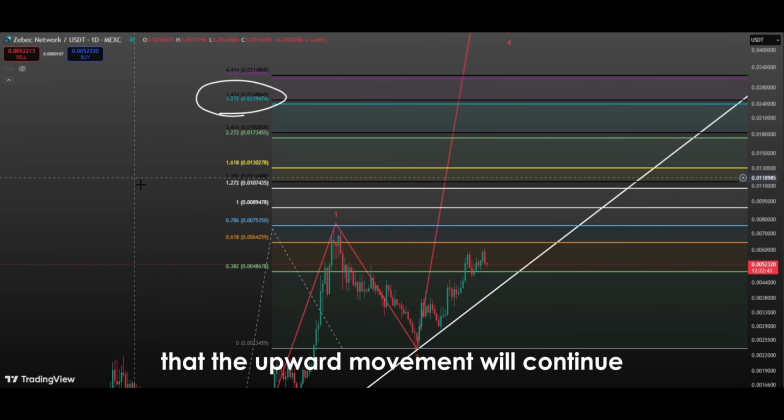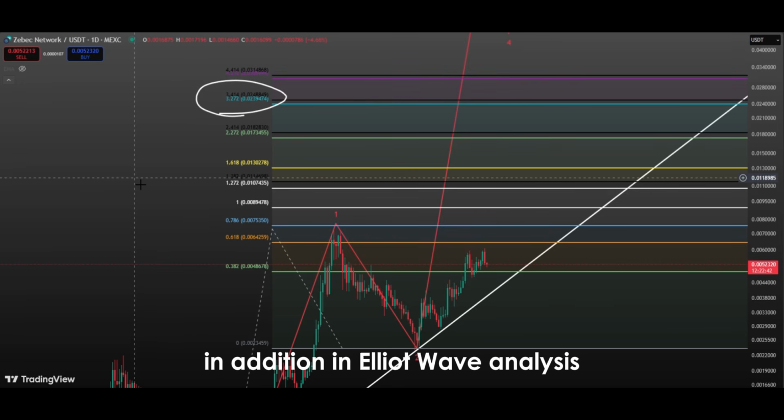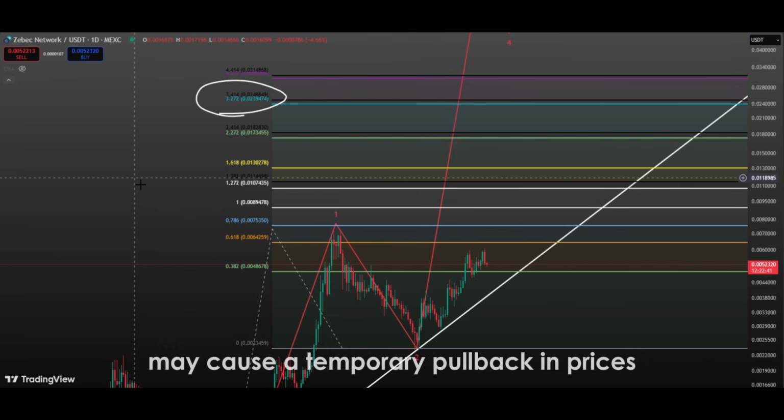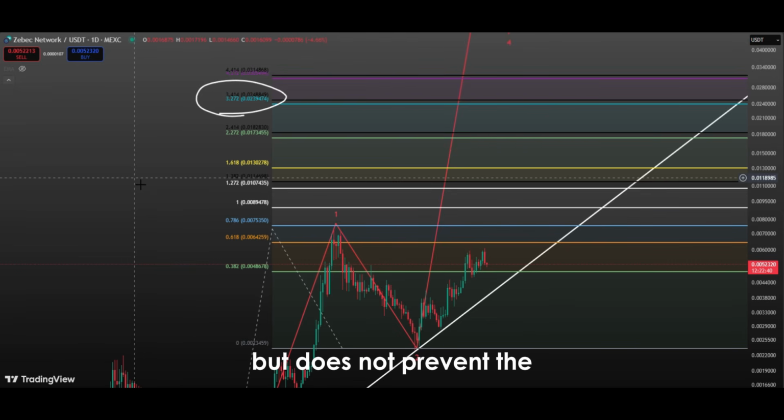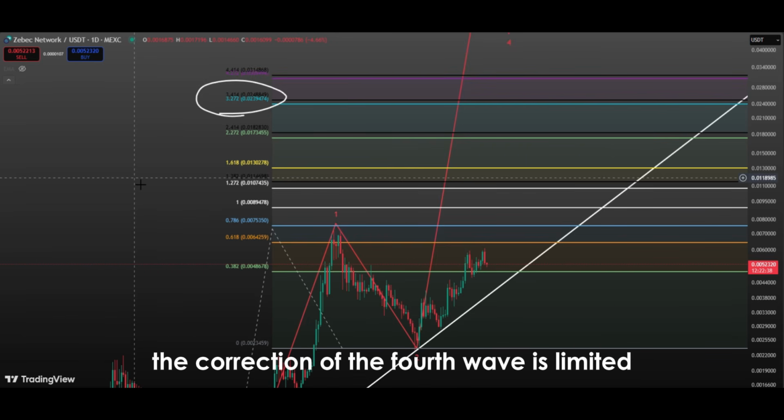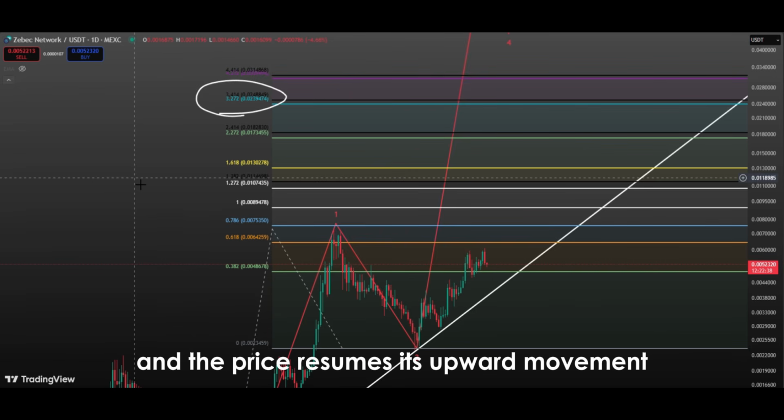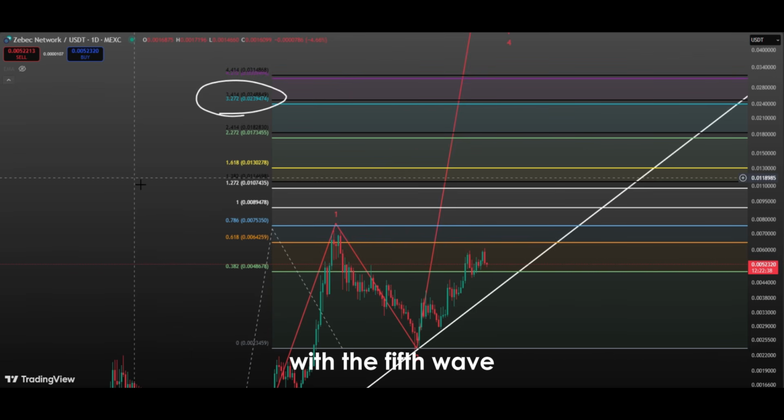movement will continue. In addition, in Elliott wave analysis, after the third wave is completed, a corrective wave, the fourth wave, usually follows. This wave may cause a temporary pullback in prices, but does not prevent the continuation of the long-term trend. Due to the strength of the third wave, the correction of the fourth wave is limited, and the price resumes its upward movement with the fifth wave.